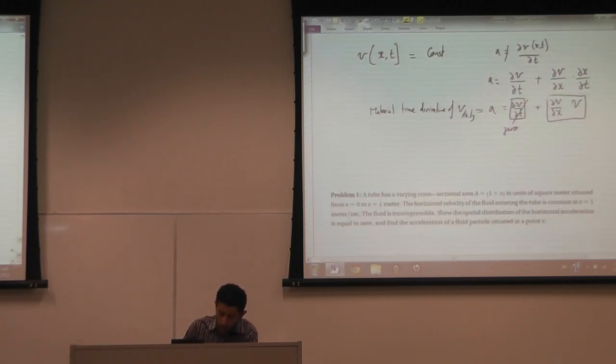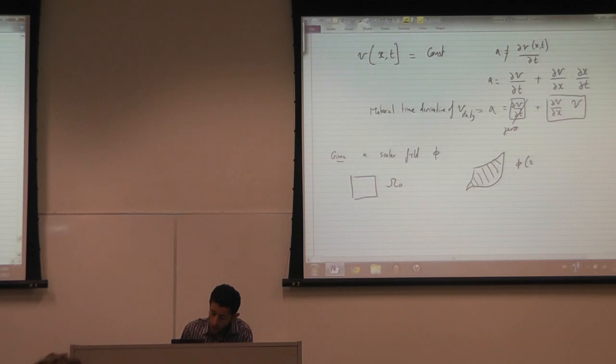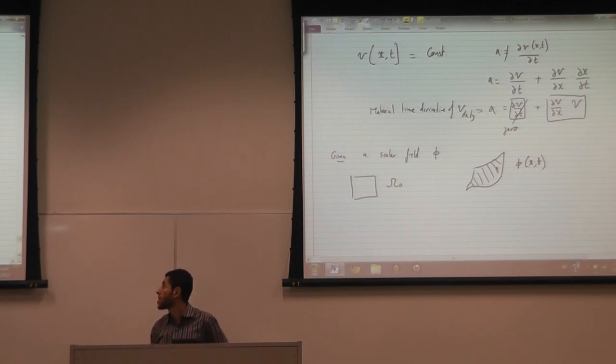So if I have a scalar phi, let's say temperature. I have phi, the distribution of phi, or let's say temperature. So the temperature is given on the object as it deforms in space. Give me the position in space and the time, and I will tell you what the temperature of that point is.